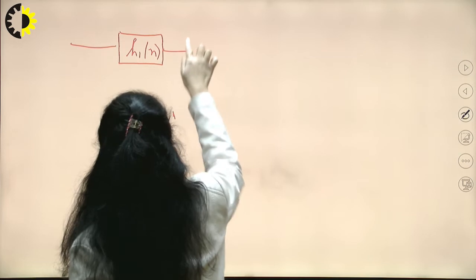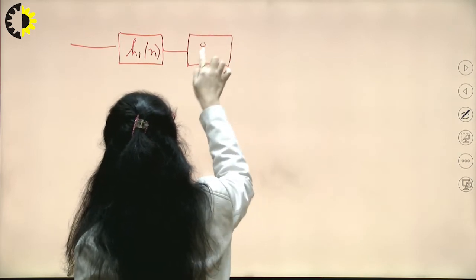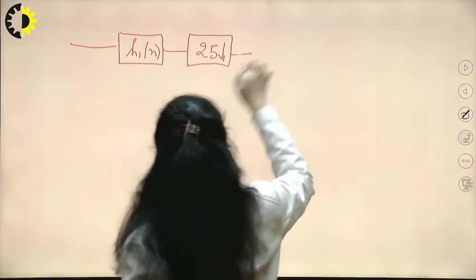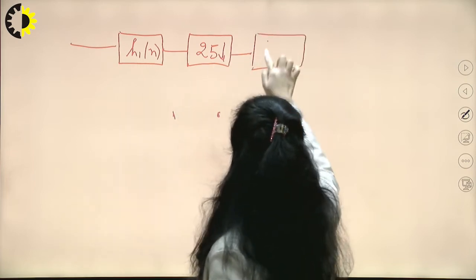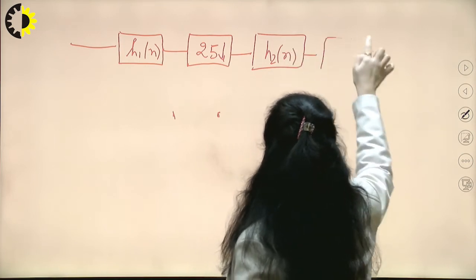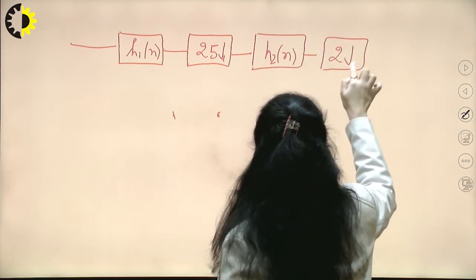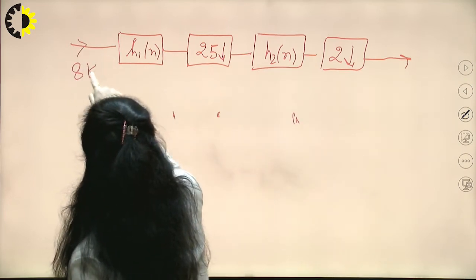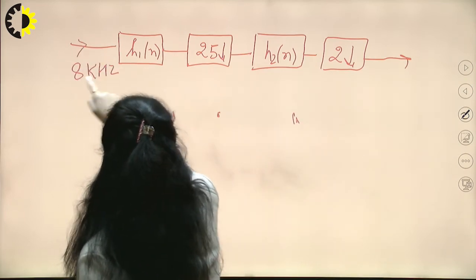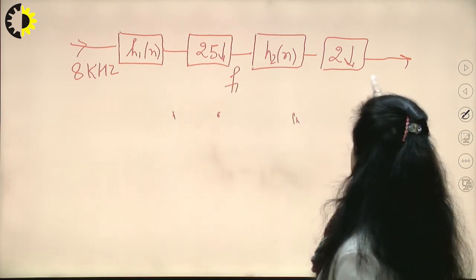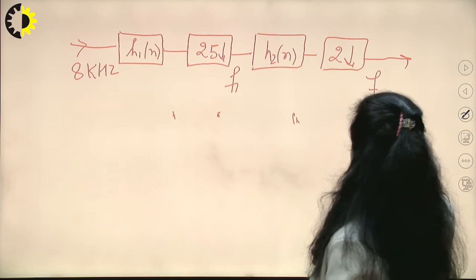So two stages can be: 50 can be factorized as 25 into 2. This is one stage, and the second stage would be decimating it by 2. The given frequency is 8 kHz. It would be decimated by 25, giving me one new frequency. That would be decimated by 2, giving me another frequency.